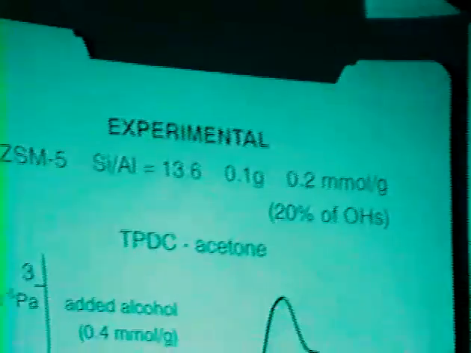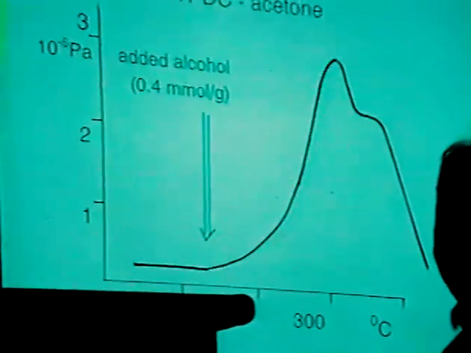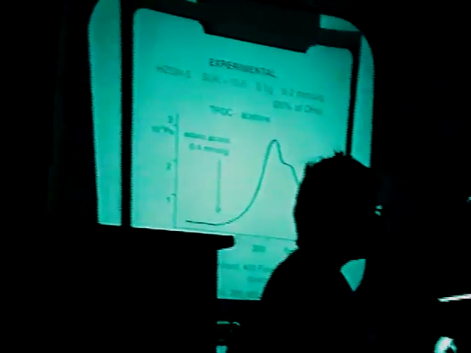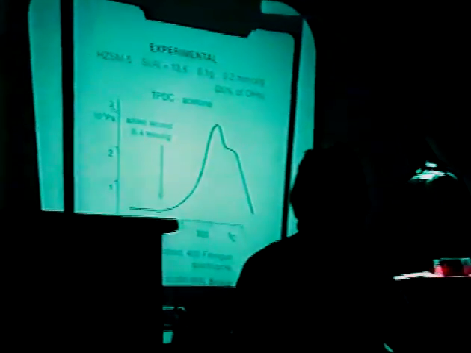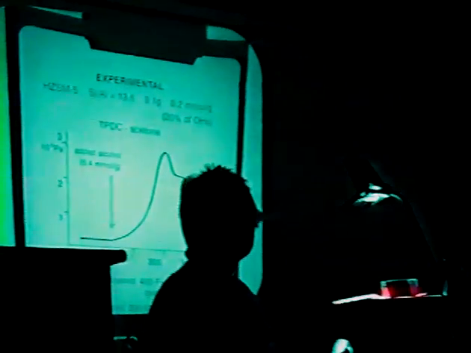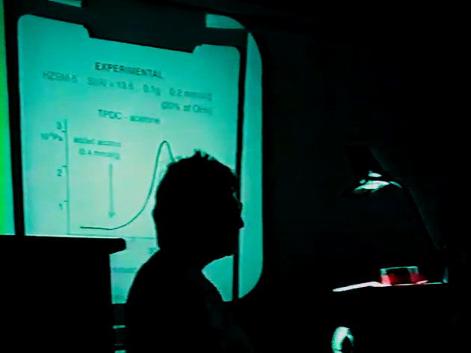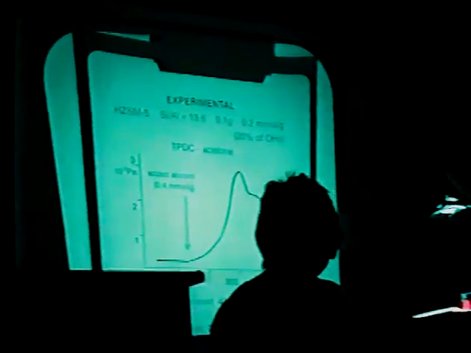Experimentally, we have used ZSM-5 with rather low silicon to aluminum ratio, a little lower for infrared and gas product composition studies, and higher for NMR studies. And always we adsorbed on this zeolite 0.2 millimoles per gram of acetone. It means that about 1/5 of the structural OH groups was covered with acetone.